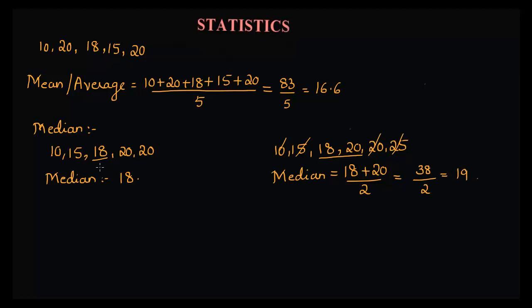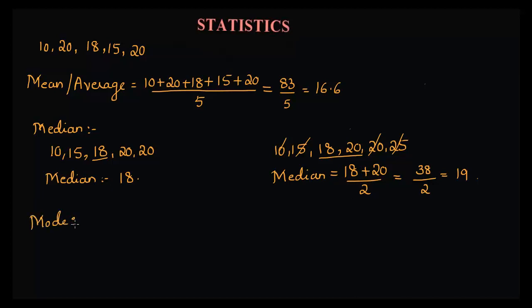So if odd number of data is there, then you can find the middlemost number, that will be the median. If there is even number of data, then you need to find the middlemost two numbers and then you need to find the average of that. Okay, then we will go for mode.